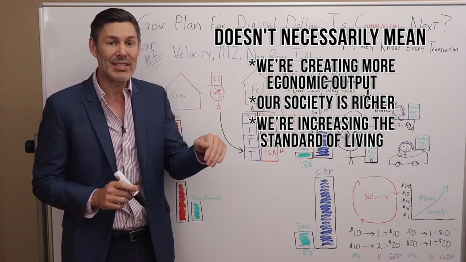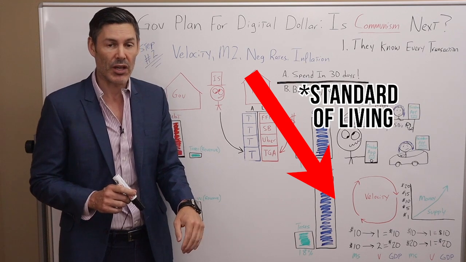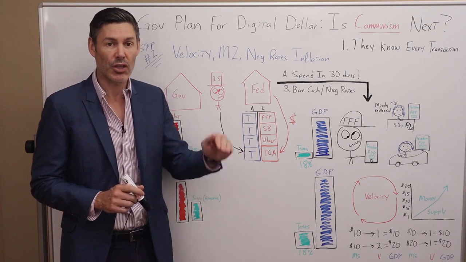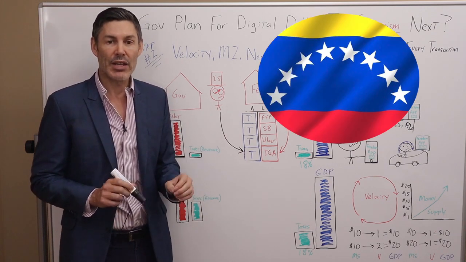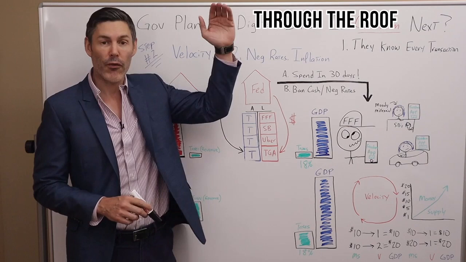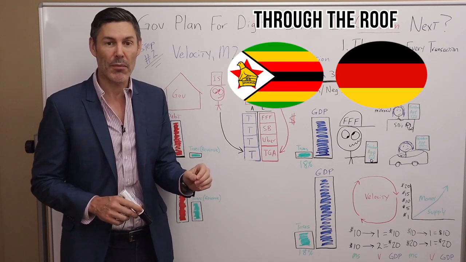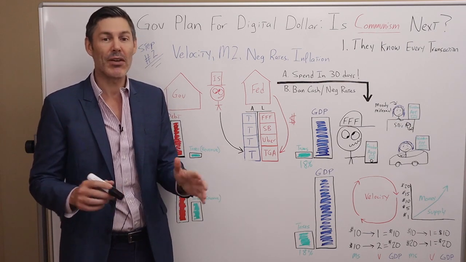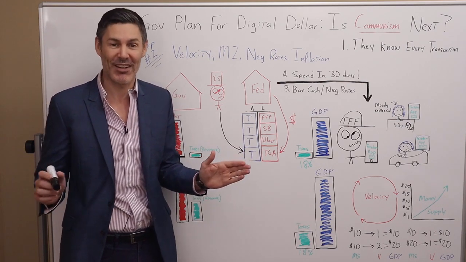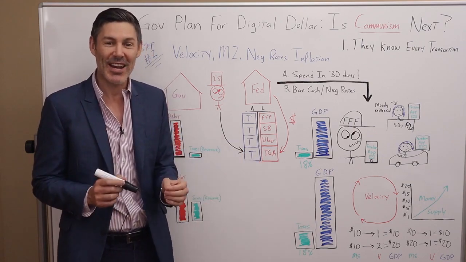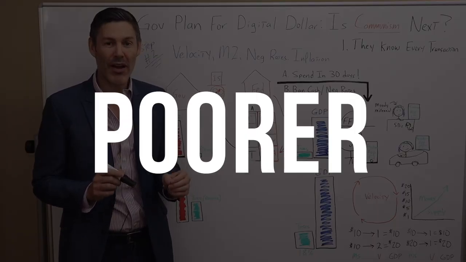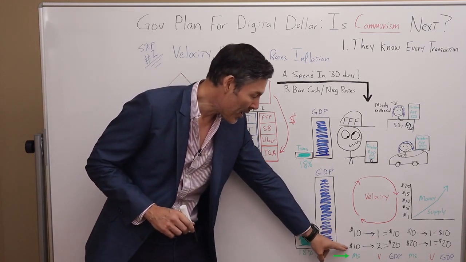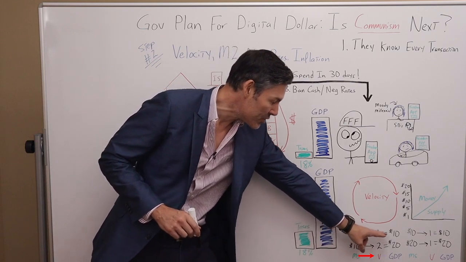In fact, we could be decreasing the standard of living while GDP, nominal GDP, not adjusted for inflation, is actually going up. Think about Venezuela. Their GDP went through the roof. Zimbabwe, Weimar Germany. Their GDP, if you just look at nominal terms, would have gone up 1 million, probably 1 trillion times. Who knows? But their society got a lot poorer as a result. So it's a very simple equation. We have the money supply in this column, velocity, and GDP.